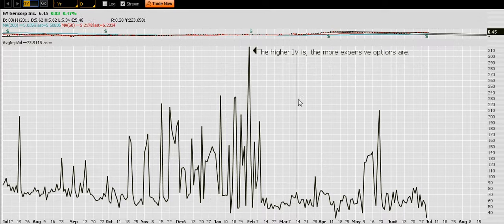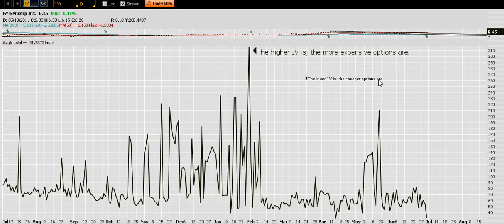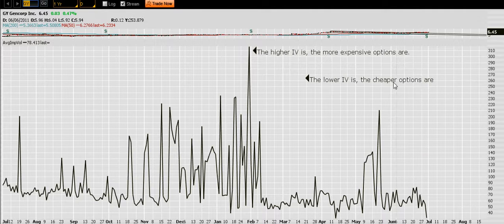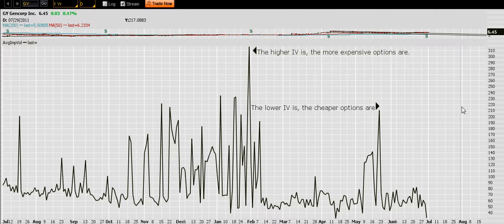Now, conversely, the lower implied volatility is, the cheaper options are. Let's again change that font to something that's readable. So we can take a look, and I'll put that right there even though it's still kind of high up. We can take a look and say, all right, so times that options would be cheap would be, for instance, right there at those two little bottoms. Right here, options were very cheap.